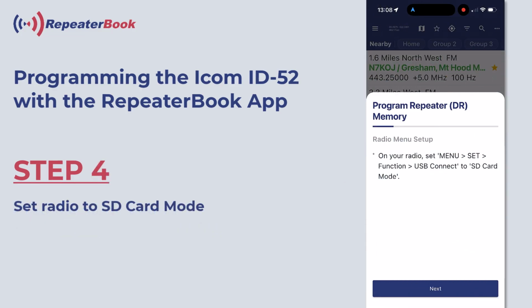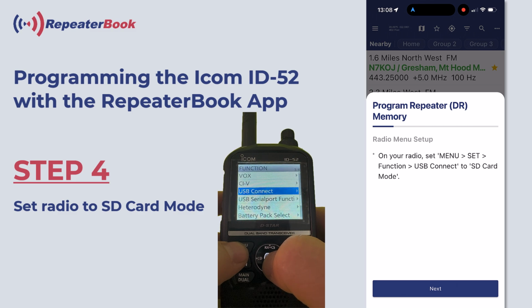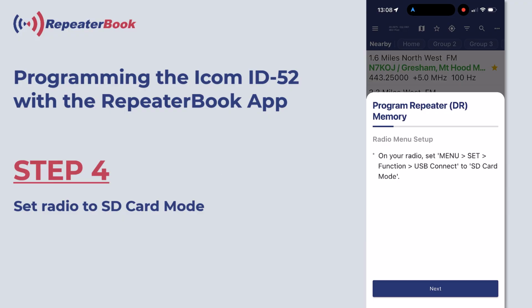Step 4. Follow the instruction shown in the RepeaterBook app. On the radio, press the menu button. Select Set, then Function, then USB Connect, and finally SD card mode.